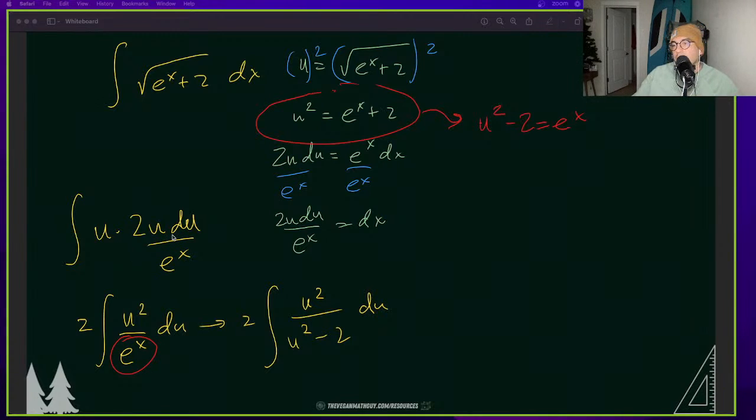Beautiful. So in this case, we have an integral where the degree of the top is the same as the bottom. So we're going to go ahead and simplify this using long division. We're not going to do partial fraction decomposition. So we're going to go ahead and use long division. Our u squared is on the inside, and our u squared minus 2 is on the outside. And so that's just 1.